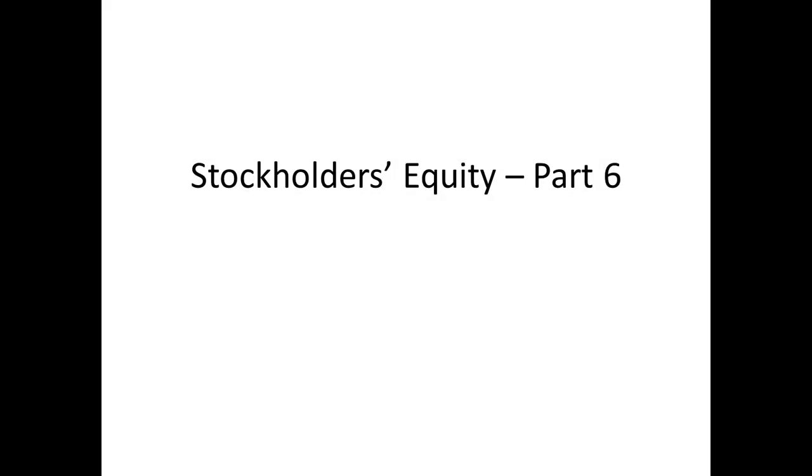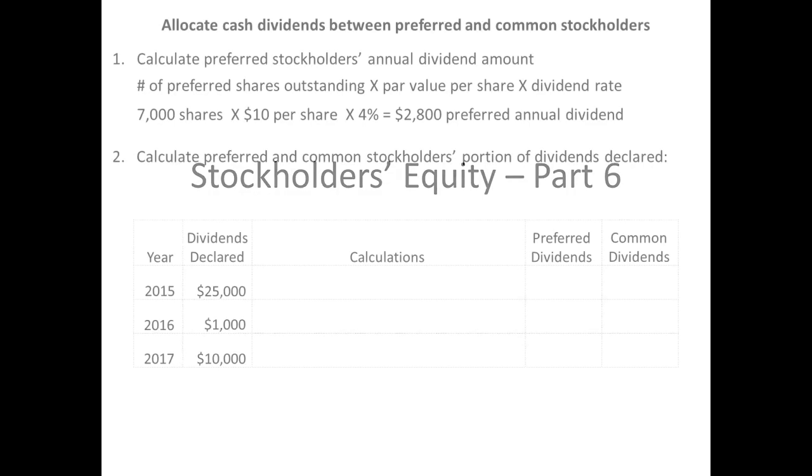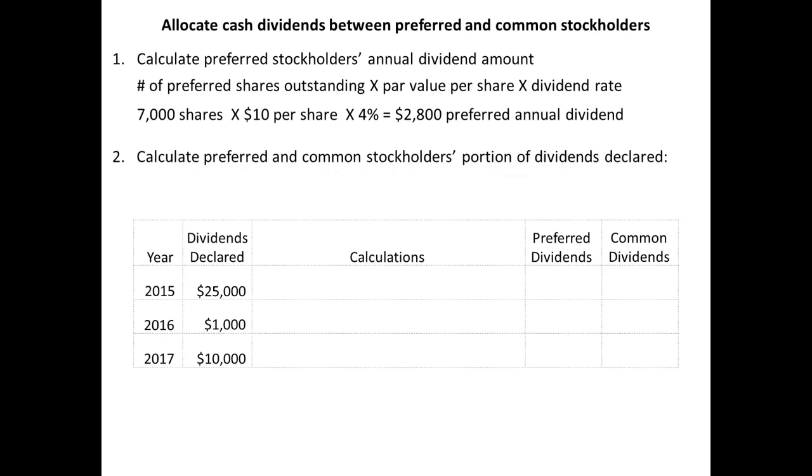Welcome to Stockholders' Equity, Part 6. By the end of this ACLIT, you should be able to allocate a cash dividend between preferred and common stockholders. This ACLIT is a continuation of Stockholders' Equity, Part 5.